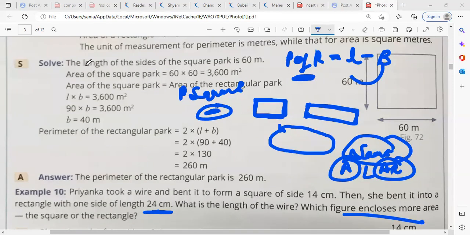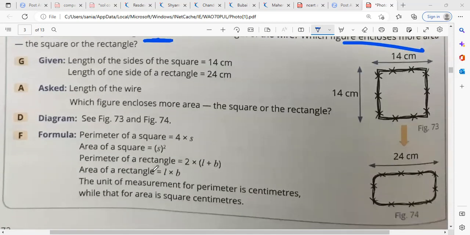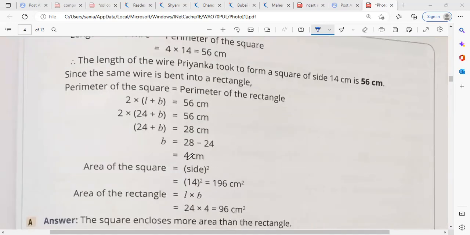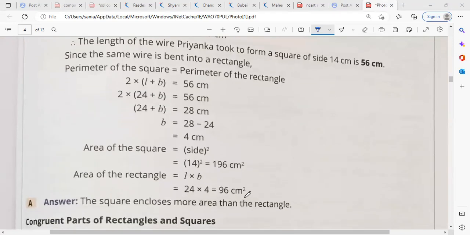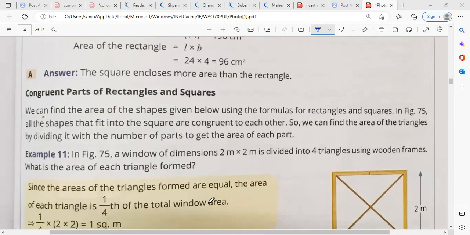Ma'am, done. Okay, so whose area is more? Ma'am, the square. Okay. Let's check. First of all, you got the perimeter. Okay. So what was the perimeter? It was 56? Yes, ma'am. Okay. And what was the breadth? 4 cm? Yes, ma'am. And then the area was 196 and 96. So, of course, the square has more area. Okay. Now, next one over here. This one.